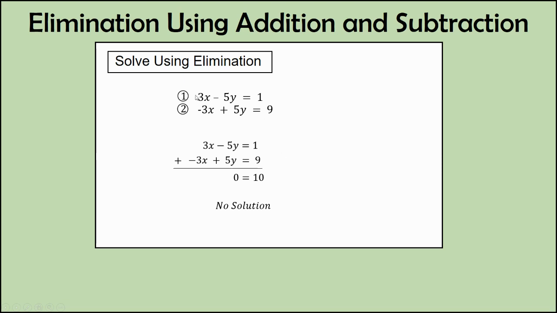Graphically, what does that mean? The lines are parallel. There's no solution. Now, if we do this and I get 0 equals 0, a true statement, then it's an infinite number of solutions. In other words, they're the same line. So those can still pop up even when doing the elimination technique.